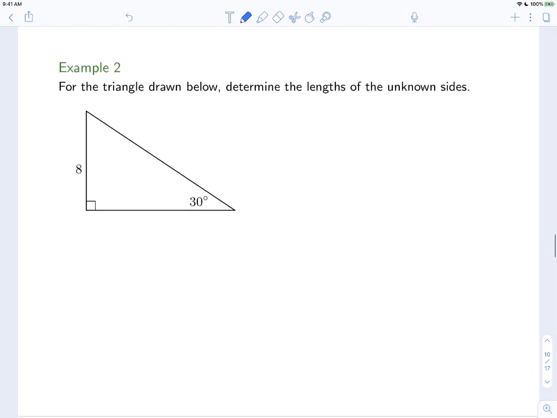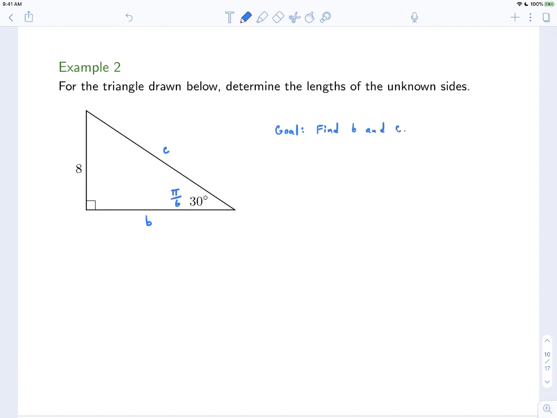Let's do another example. In this example, we're given the length of one side, which is length 8, and we're given the measure of one angle, which is 30 degrees. 30 degrees is pi over 6 radians. So given this information, we want to figure out the length of the base of this triangle and the length of the hypotenuse. So let's label them. Let's call this one B and C. And our goal is to find the values of B and C, given what we know here.